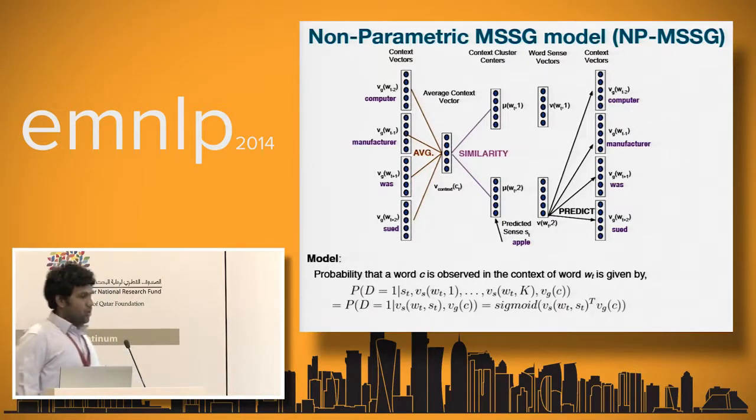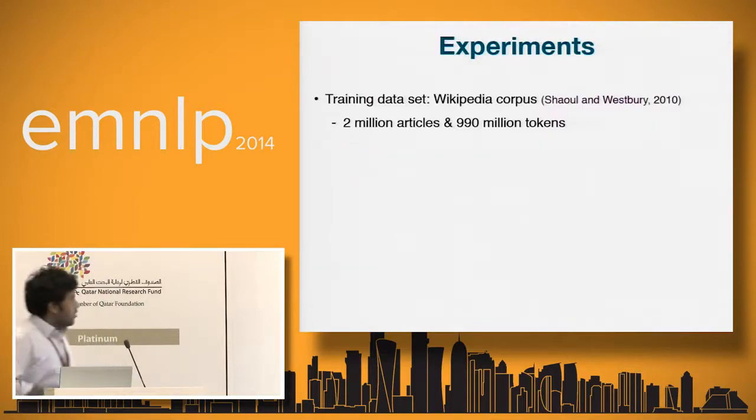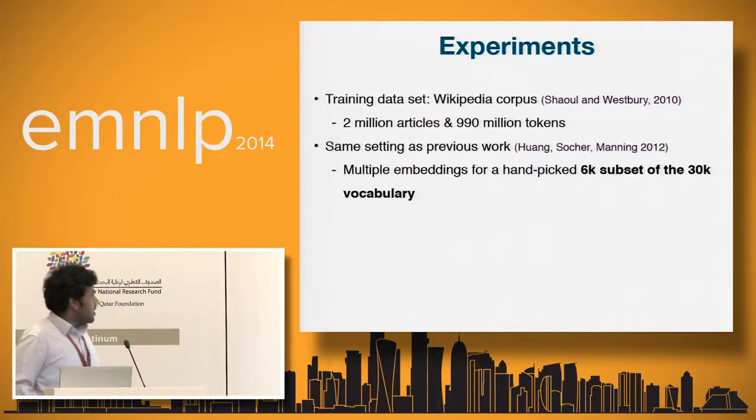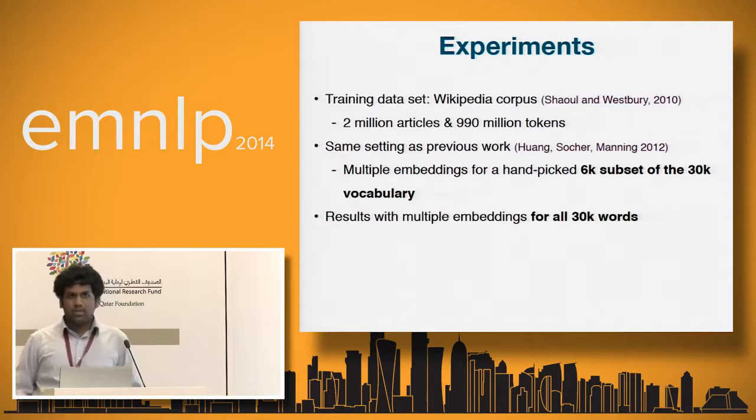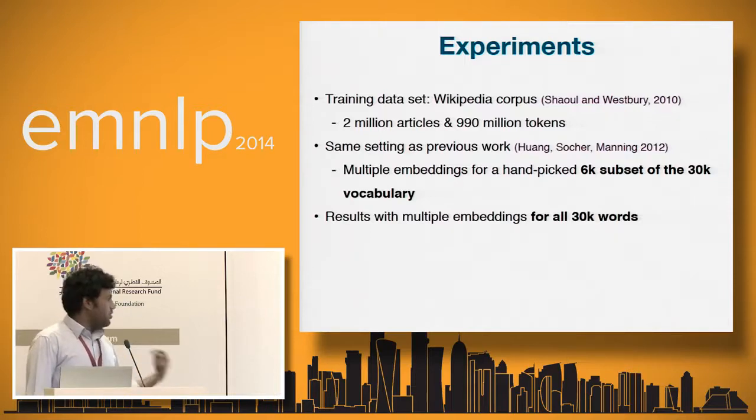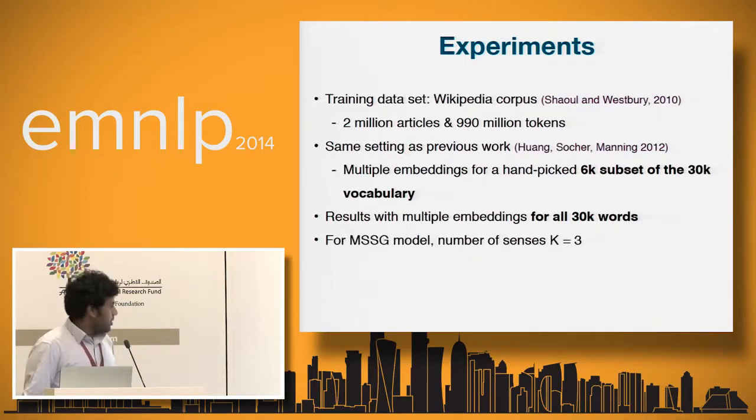So these are the two models. Now some experiments. We use the Wikipedia corpus, which has close to 1 billion tokens. We use the same setting as previous work, where multiple embeddings were learned for a 6,000-word subset of the 30,000-word vocabulary. I think this was picked to have words that have many senses. And just to check how good our method is with all the words in the vocabulary, we also run experiments where we learn multiple embeddings for all the 30,000 words. For the MSSG model, we use the number of senses as 3.